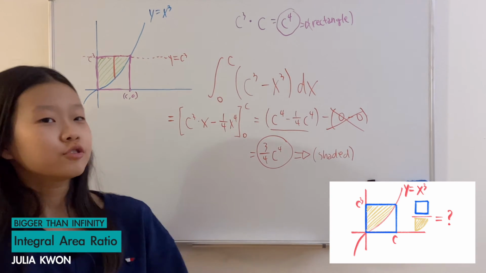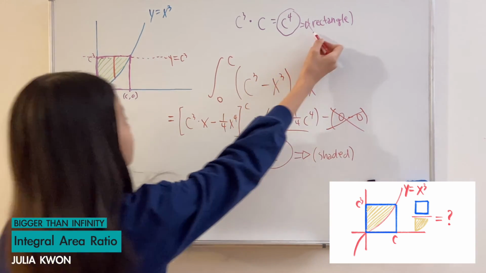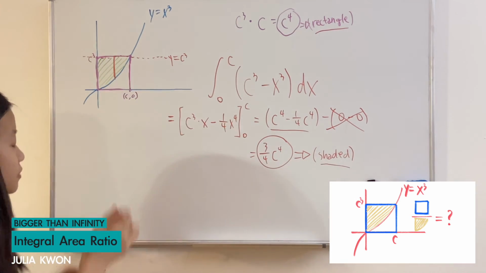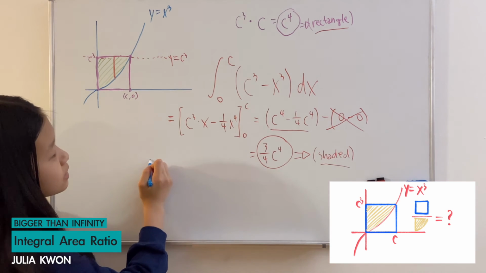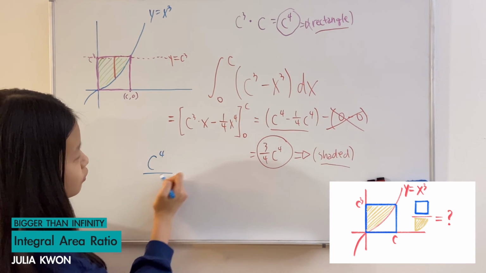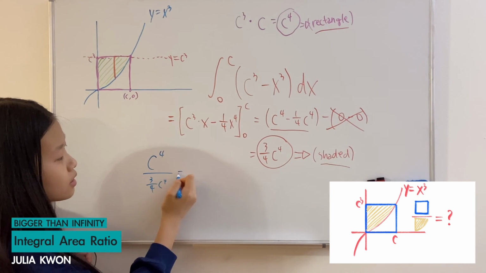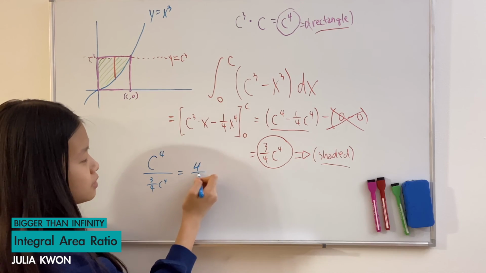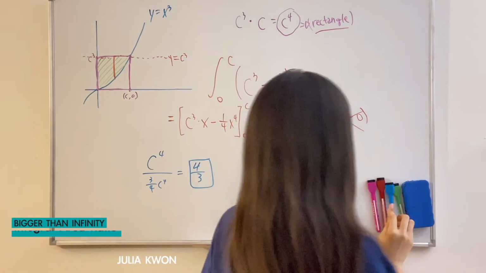So now what we're trying to find is the ratio of the area of the rectangle to the area of the shaded region. So our ratio would be c to the power of 4 over 3 over 4 times c to the power of 4. And if we simplify this more, then we'll have 4 over 3. So that is our answer for the ratio.